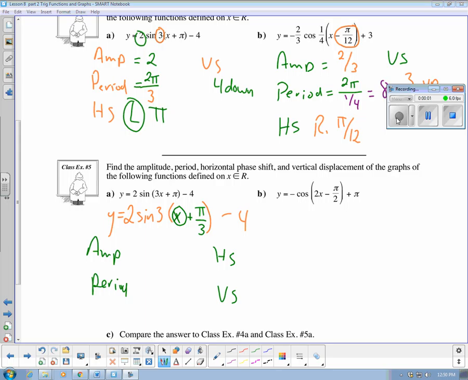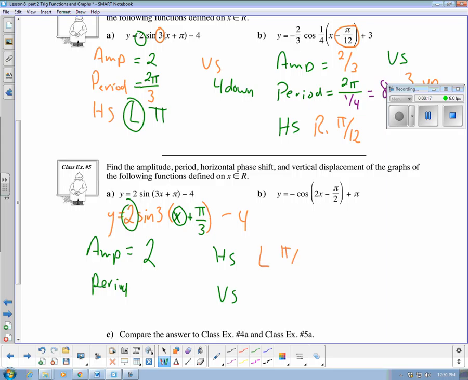So the amplitude of this graph is still that number that's in the front. That's a 2. I like getting the easy things out of the way. Period is the thing I do last generally. My horizontal shift, it's plus, so it goes opposite, which means left, pi over 3. I go down 4 units.